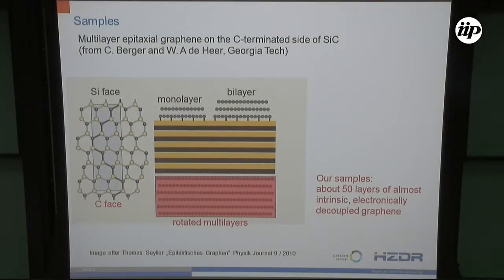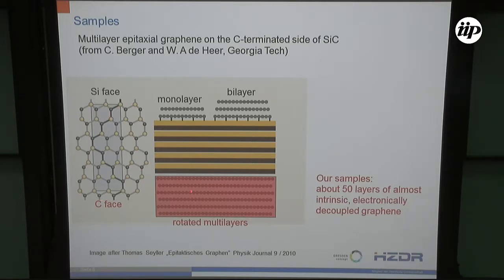One very brief word on the samples we are using. This is not the Scotch tape exfoliated graphene that many of you may know. It's large area graphene on silicon carbide, and actually it's a multi-layer sample. It's grown on, so this is the structure of silicon carbide. It's a Wurtzite structure, so there's a silicon terminated phase and a carbon terminated phase.